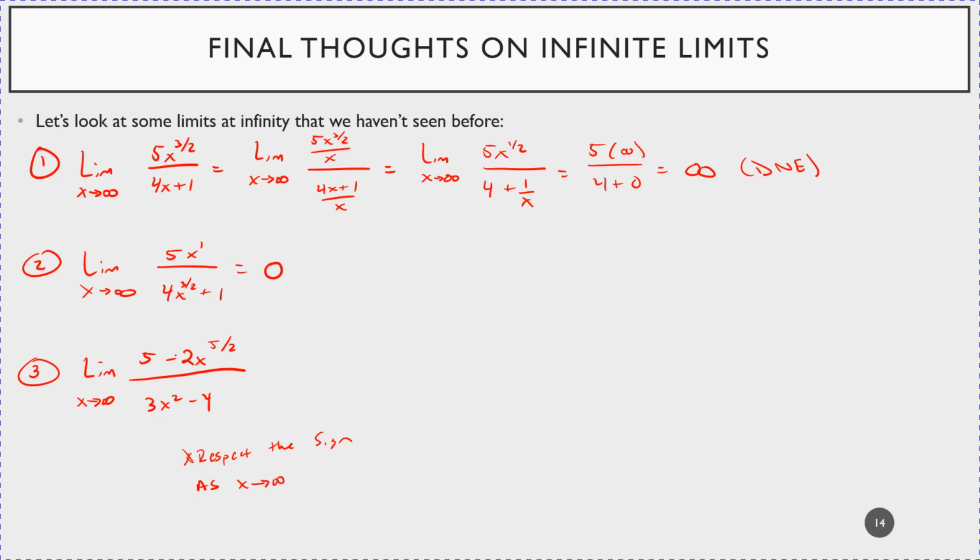So it's going to be dominated by a -2. So a negative times infinity is going to get you going to negative infinity.